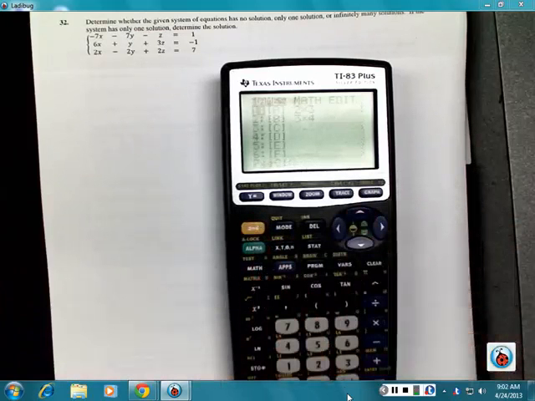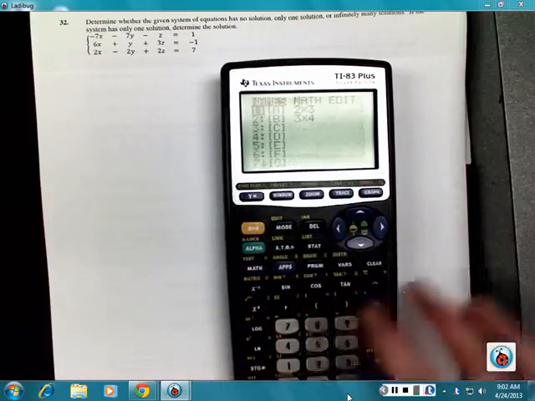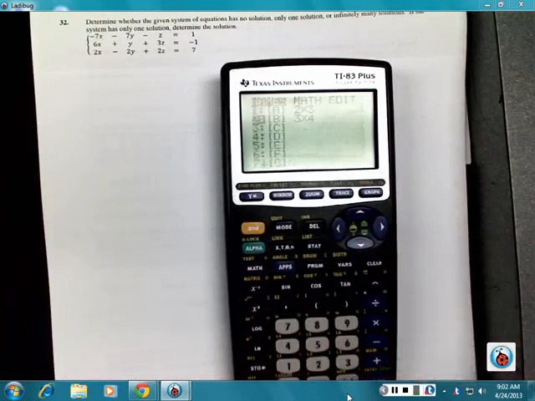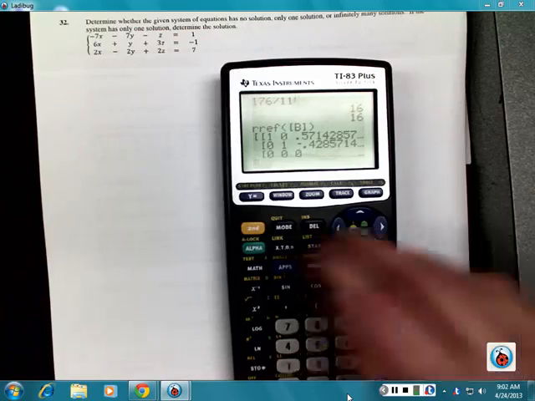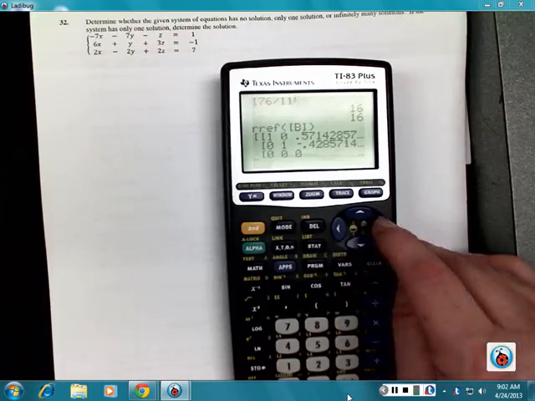Second matrix. Then where? Down to B. Hit enter. Close parenthesis. Hit enter. And there's my lovely answers. Okay. Lovely answers. But what? Now, let's see.